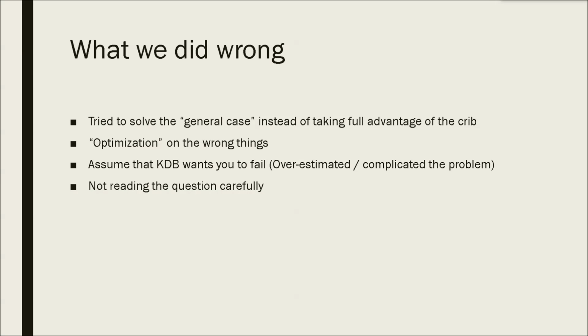When we realized that there was a crib, we didn't shift our effort fast enough into working around the crib. So that was a bad choice. We tried to optimize the wrong things. We tried to make language recognition faster instead of thinking about the right thing, which turned out to be, how do you step through the brute force faster?